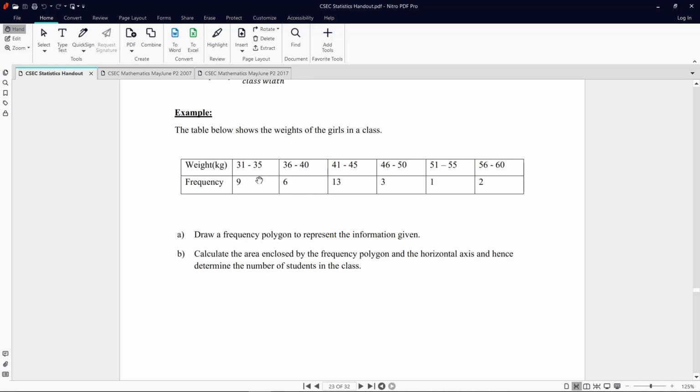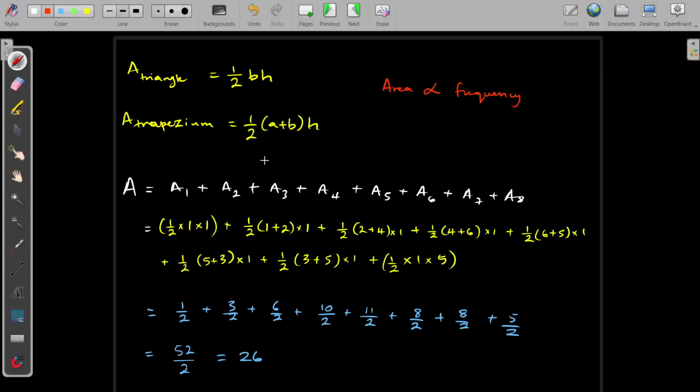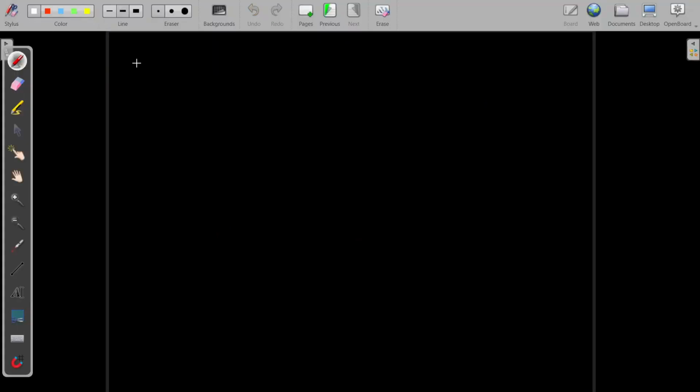So in order for you to calculate the class width, you need the upper class boundary and the lower class boundary. So this is 31 to 35. If we want the class width from this, what we need to find is the upper class boundary and the lower class boundary. What is the lower class boundary for this? 30.5. And the upper class boundary? 35.5. And when we subtract, we're going to get the class width.